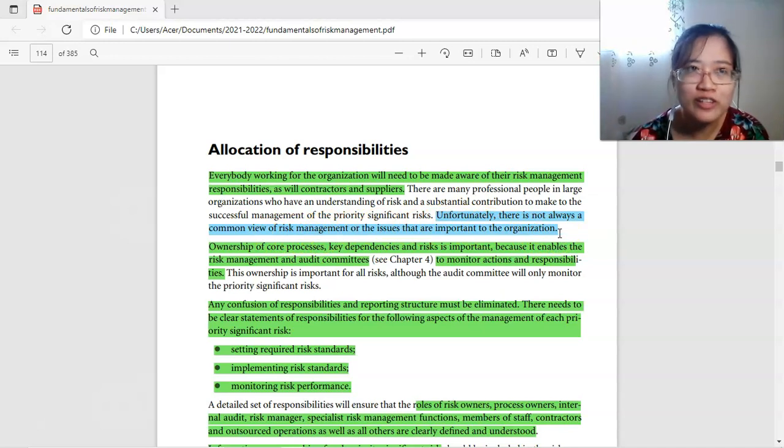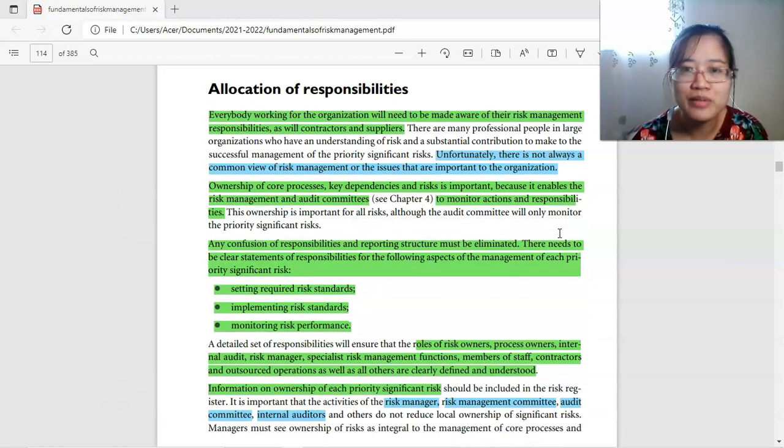Okay? Kasi walang common, kasi nga, magkakaibang business in different industries, different sizes, different complexities. Talagang magkakaiba yung magiging view ng risk management and the issues. Ayan. So, yung ownership of core processes, ito yung procedures, key dependencies and risk is important because it enables the risk management and audit committee to monitor actions and responsibilities.